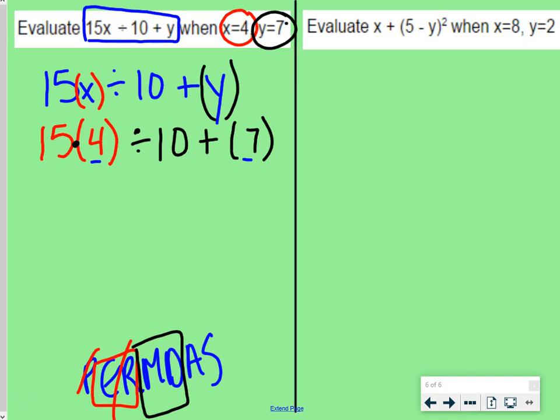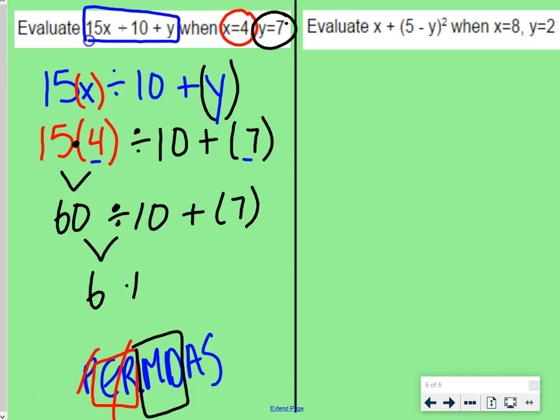So we do that in order from left to right. First we do this multiplication. 15 times 4 is 60. Write the rest of the problem down. Now we can do this division. 60 divided by 10 is 6 plus 7. Lastly, do that addition and subtraction. We have 6 plus 7 is 13.